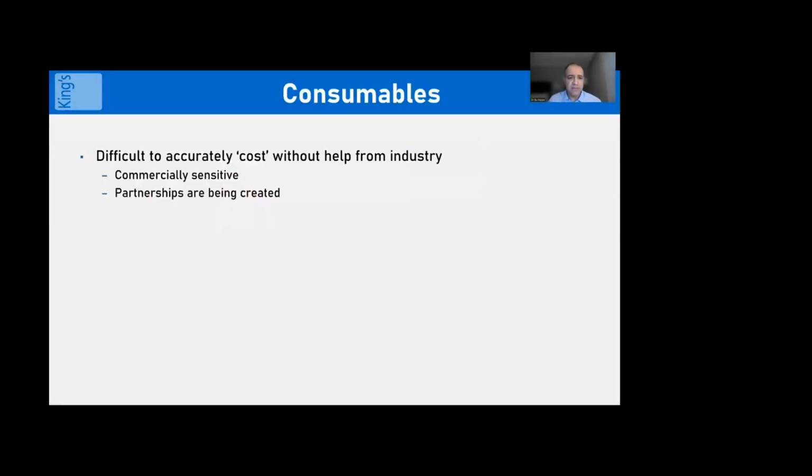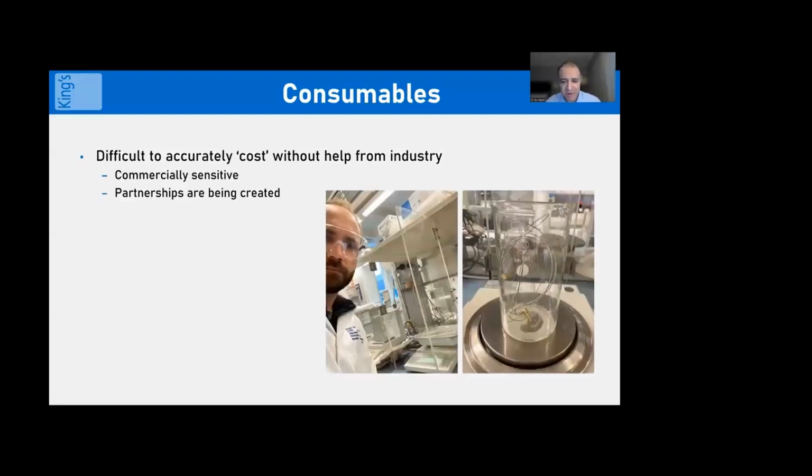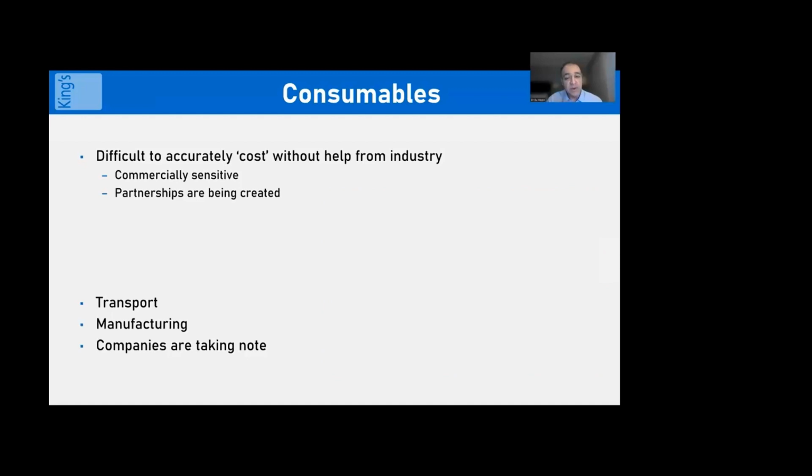In terms of consumables, well, it's difficult to accurately cost these without help from industry, because the production of consumables is commercially sensitive, but partnerships are being created. This is Robin Badley, our fellow in sustainable endoscopy, literally weighing and breaking down consumables into their constituent parts to analyze them and to try and estimate the carbon footprint of a snare or a biopsy forceps. But those partnerships are being created and we are making headway. And also, we have to take into account the transport of those consumables from the manufacturers to our endoscopy units.